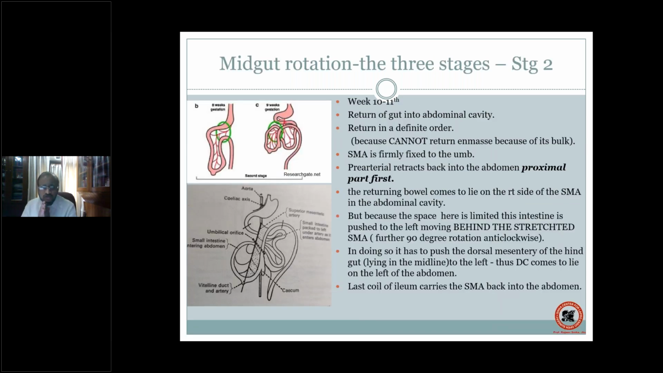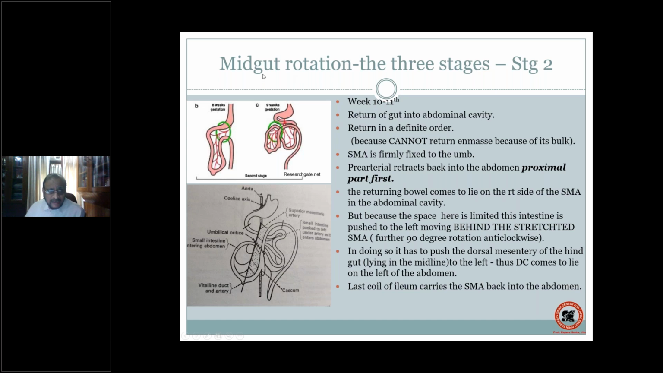Now we come to stage 2. Now what has happened? The rotation had occurred, and now the prearterial segment and the postarterial segment are lying transversely. Now the gut starts returning back into the abdominal cavity. So stage 1, which was from 5th week to 10th week, was basically a stage of rotation inside the umbilical cord. Now what is happening is the bowel is going to come back, and this starts week 10th and 11th. That means for those 2 weeks, now the bowel is going to return back.